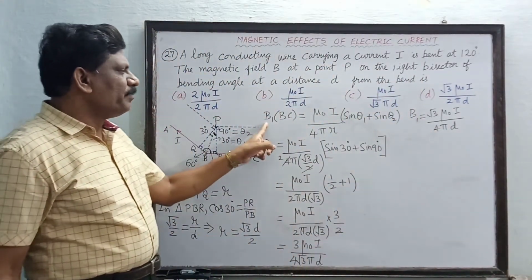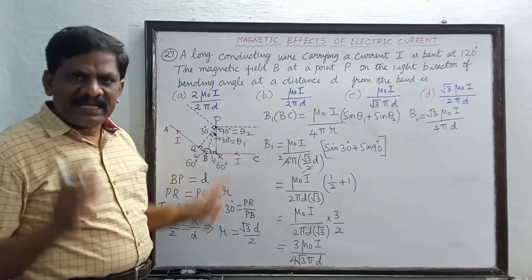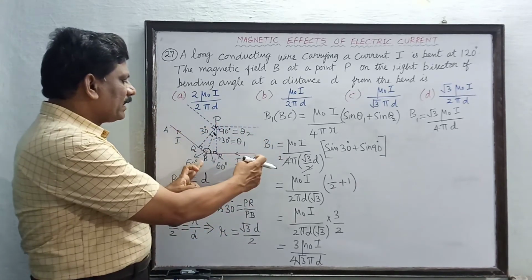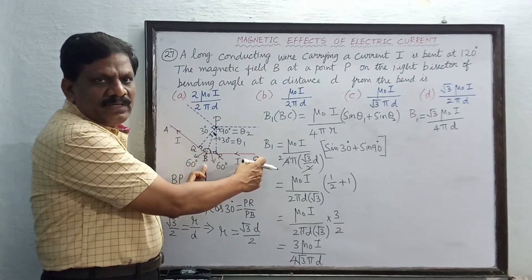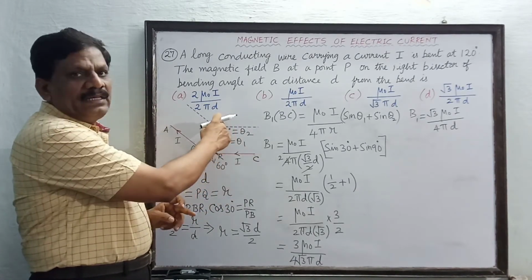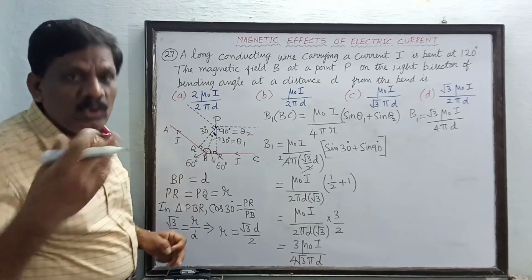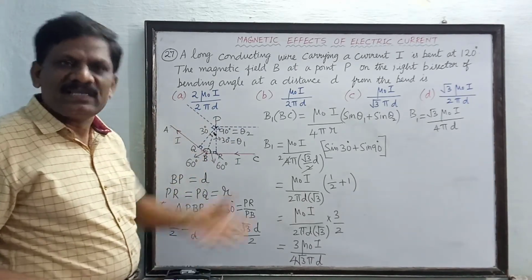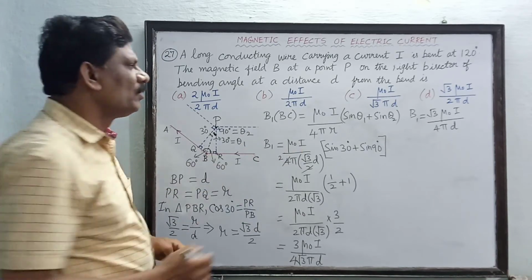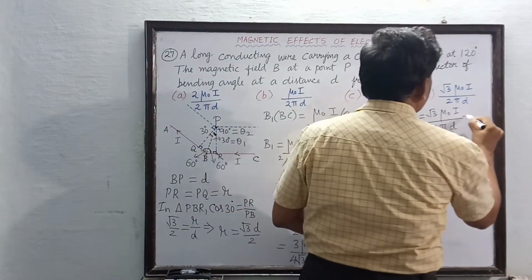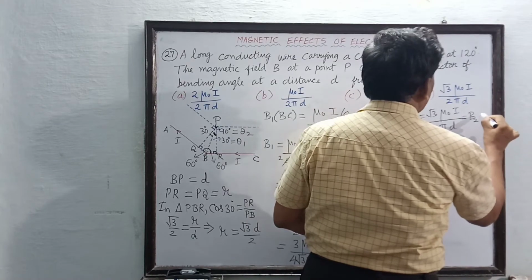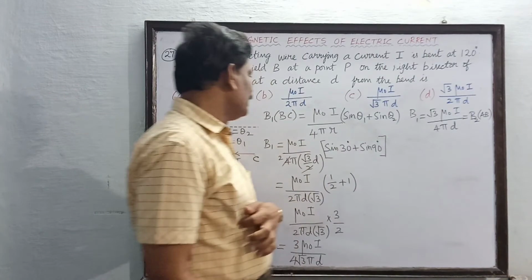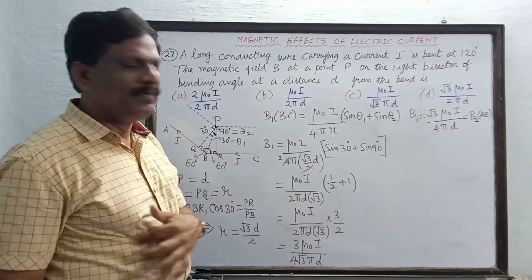Okay, now what is B1? B1 is the magnetic field at point P due to the current carrying portion BC. At the same point P, the magnetic field B2 produced by the current carrying portion AB must be the same as B1, is it not? B2 also should be equal to what? Due to the portion AB also the same field will be produced.